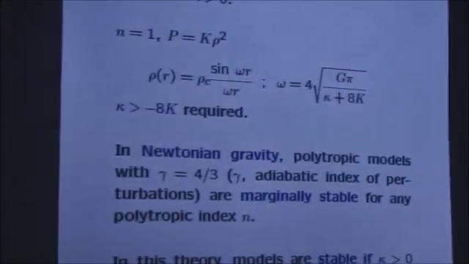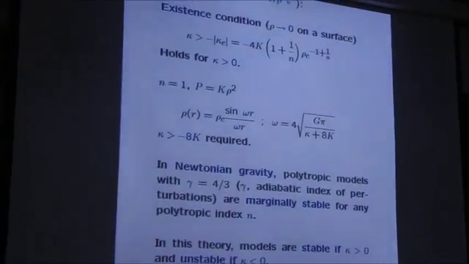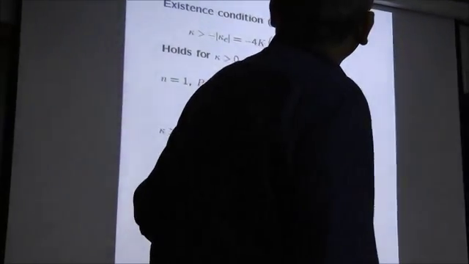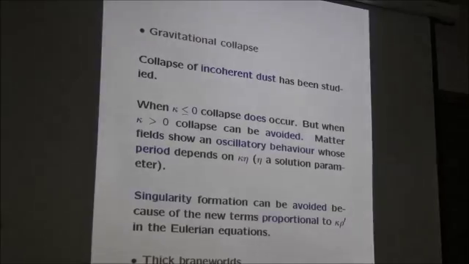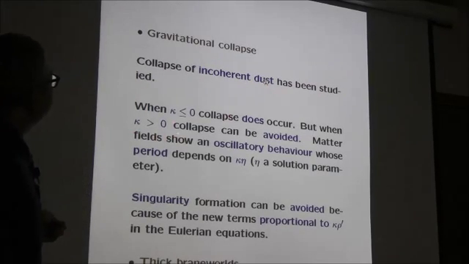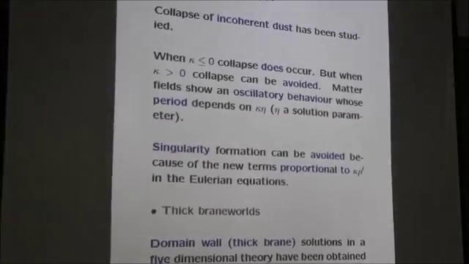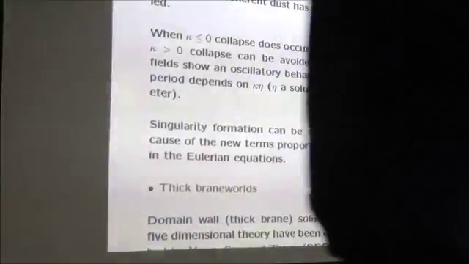So you can think of polytropes in a similar fashion, where this is your equation of state, and this is also stable for kappa greater than 0, unstable for kappa less than 0. That is the rho and the omega and kappa and so on. People have studied gravitational collapse also. Collapse of incoherent dust has been studied. When kappa less than 0 collapse does occur, but when kappa greater than 0 collapse can be avoided. Matter fields show an oscillatory behavior whose period depends on kappa eta. Eta is a solution parameter. And singularity formation can be avoided, but these are all case specific studies. It's not something general you can state, as in general relativity.